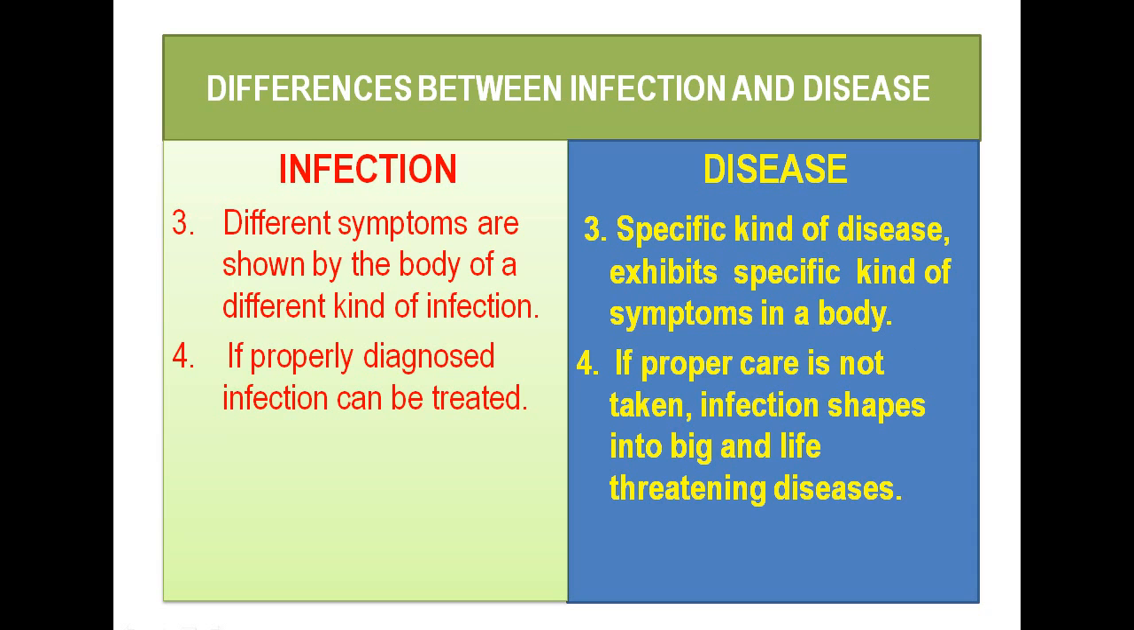Number 3 difference is that in infection, different symptoms are shown by the body for different kinds of infection, whereas in disease, a specific kind of disease exhibits specific kinds of symptoms in the body. And the last difference is that infection, if properly diagnosed, can be treated, whereas in disease, if proper care is not taken, infection shapes into big and life-threatening diseases.